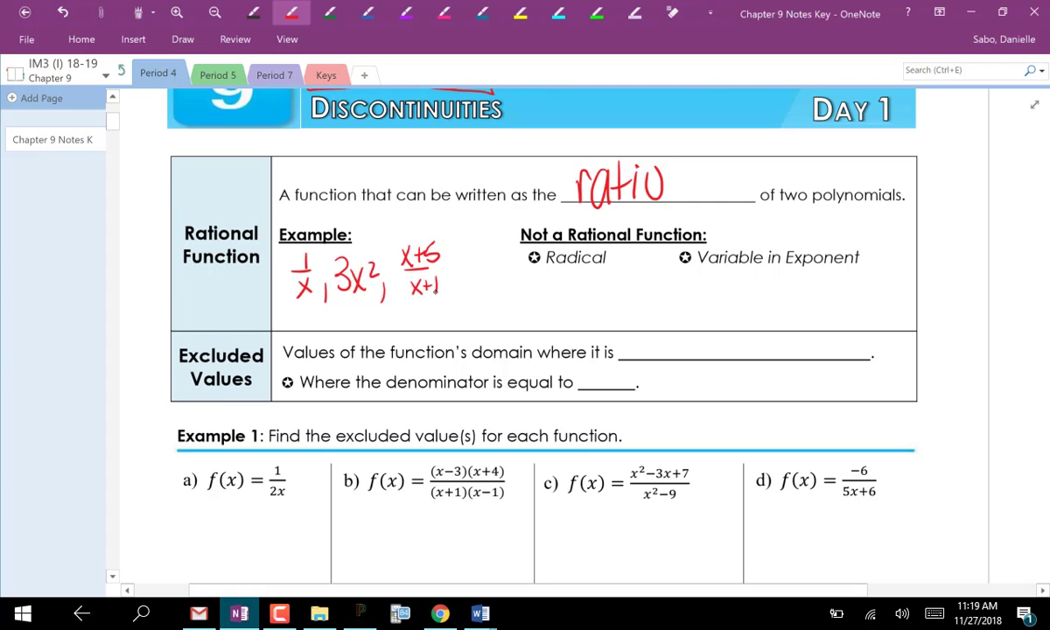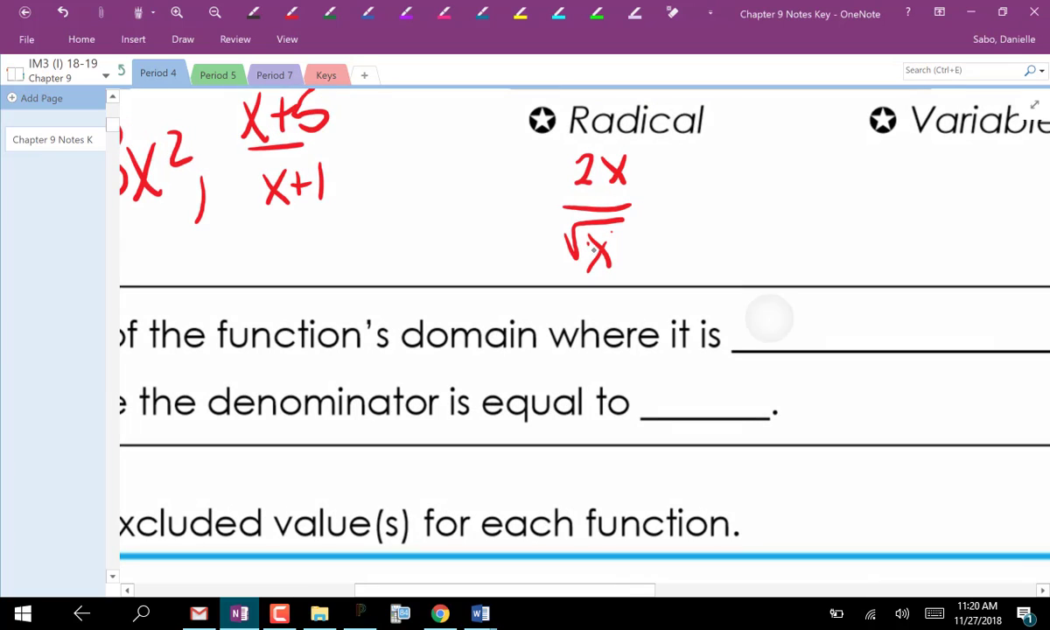There is a question on your final and on your test for this chapter to ask you which ones would not be rational or which ones would be rational. There are two situations where it would not be rational, and that's when we have some kind of radical. For example, 2x divided by radical x. If you have this radical, then you know that it's not rational because it's actually called a radical function, which we will get into next chapter, next semester.